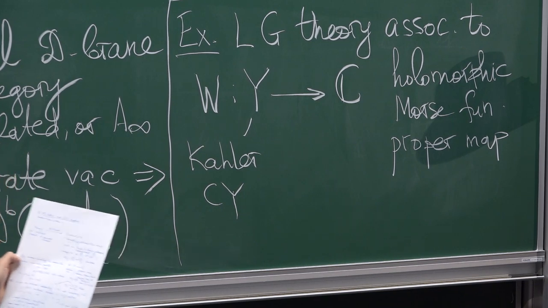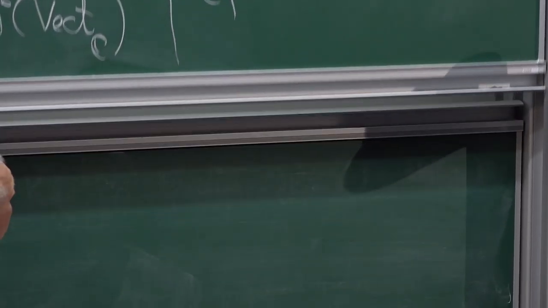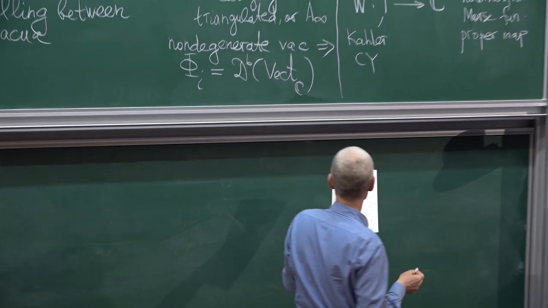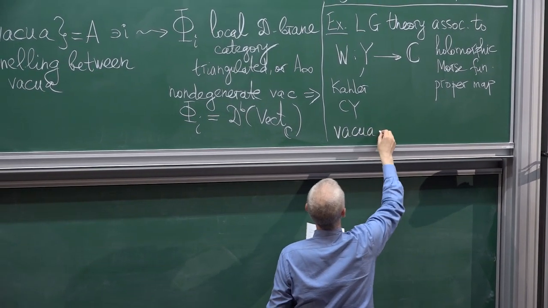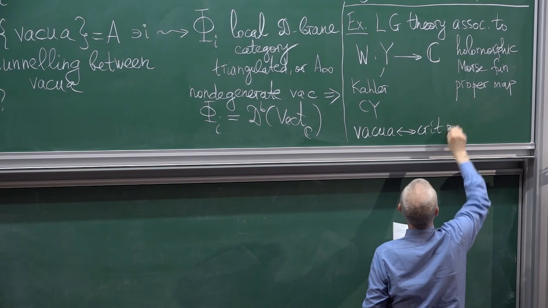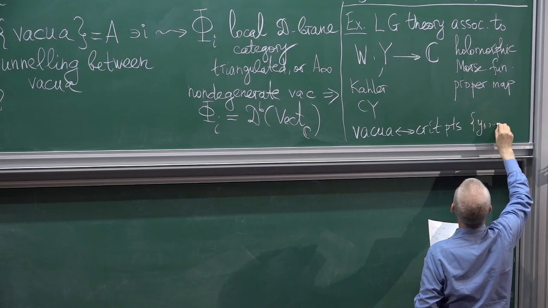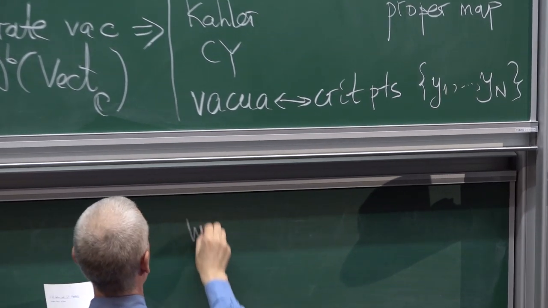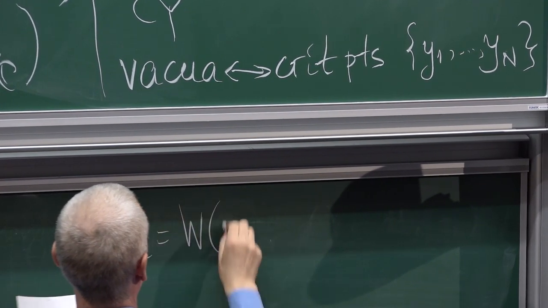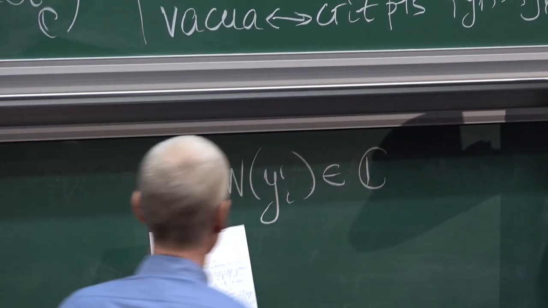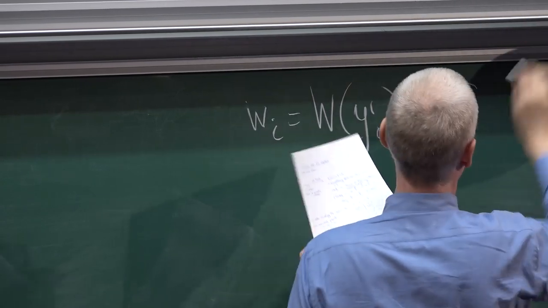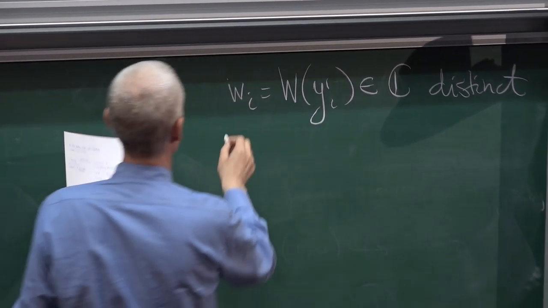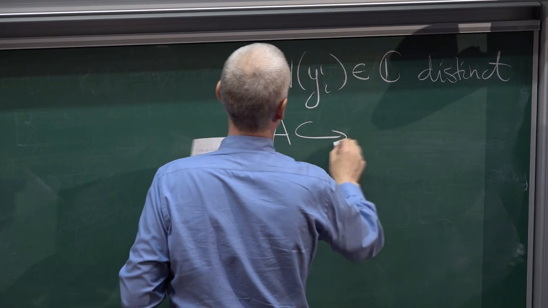So let's do this. In this case, the vacua correspond to the critical points of the Morse function, which are assumed to be non-degenerate. We denote them y_1, ..., y_n. The critical values we denote by w_i, which is W(y_i), a complex number, and we assume that they are distinct for different critical points. So in this situation, we get an embedding, called epsilon, from the set A into the complex plane.